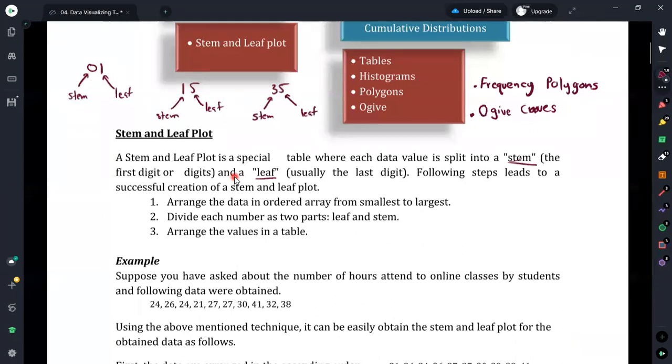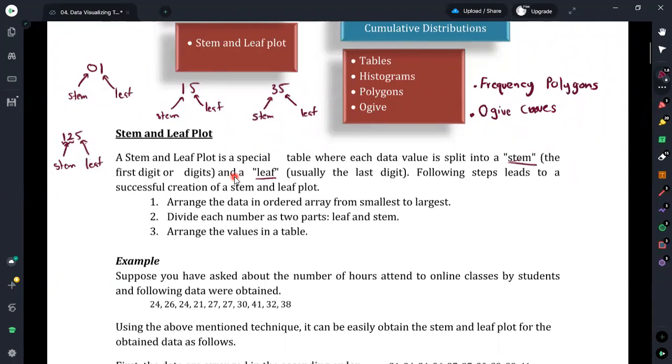And if you are considering a 3-digit number, suppose you have 125, here also we take the last digit as the leaf, and the remaining digits combined, which is 12, is the stem of the stem and leaf plot. Therefore, this is the way of identifying the stem and leaf when constructing the stem and leaf plot.